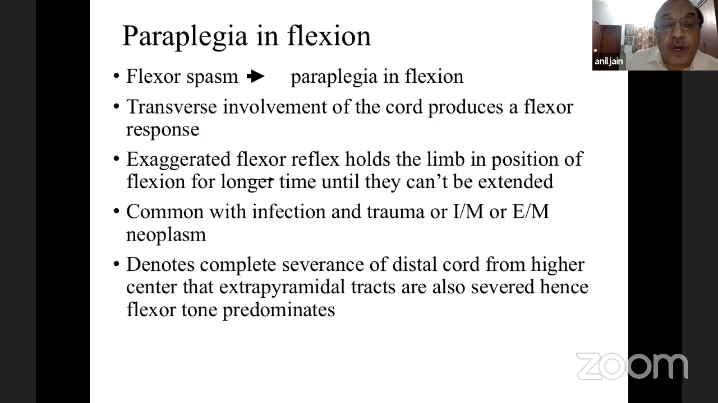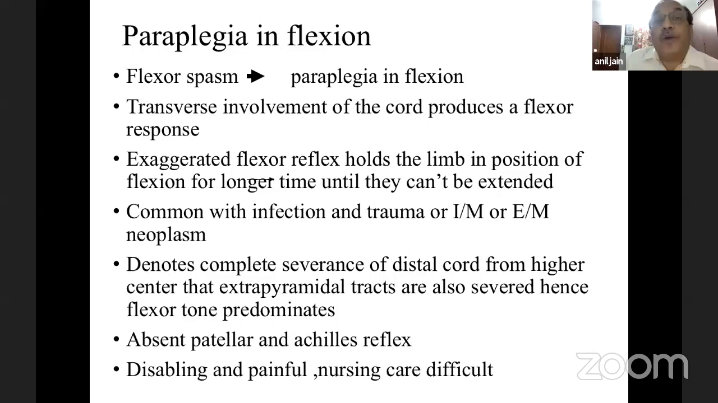and that is why flexor tone has become a dominant force. So when extrapyramidal tracts are spared and it is only the pyramidal system involved, then it remains in extension. But when the compression is so long standing that the extrapyramidal system is also involved, the flexor tone becomes the predominant tone. And in such cases, there may be absent patellar and achilles reflex.